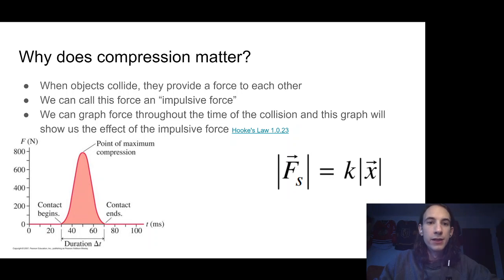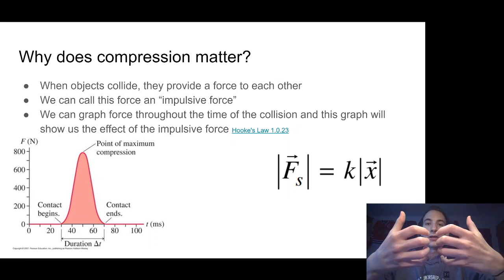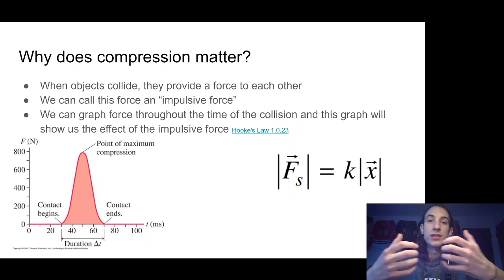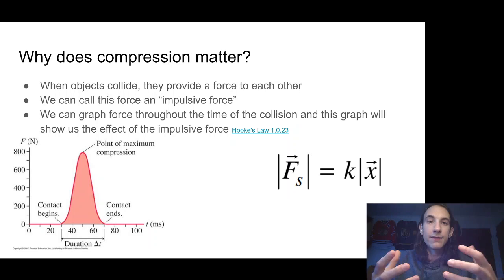But if we're thinking about why this compression actually matters, if we zoom in at this microscopic level, when objects collide with each other, they're going to provide a force on each other. If we have one object over here, another object over here, they'll compress each other's springs, compress those chemical bonds. We're going to have this force. These objects are going to force each other. And when we have this force from a collision, we can call this an impulsive force.